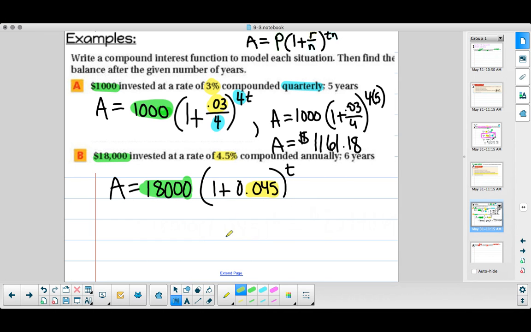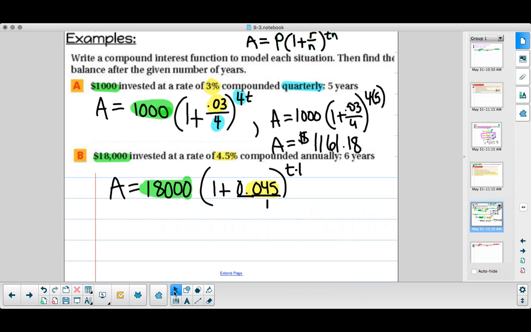And I don't have it divided by anything, because if it's being compounded annually, that means it's just being compounded once per year. Annual is once per year. You could put the whole thing over 1 if you want, but it's not necessary, since anything divided by 1 is just that number. You also could have a 1 here, but you don't need that again, because t times 1 is just t.